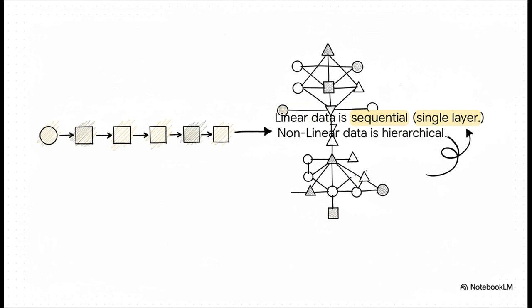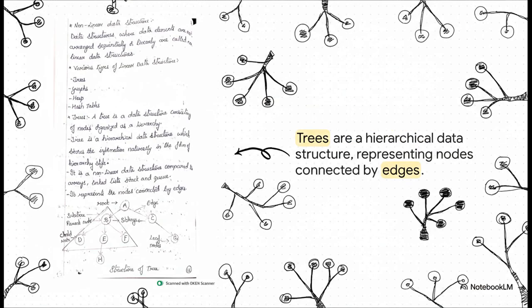There's no simple next item here. Instead, you've got parents, children, and interconnected neighbors. The classic example of this is a tree. It's a structure built specifically for hierarchical data. You start with one root node at the top, and that branches out into child nodes below it. A perfect real-world example is the file system on your computer, or even an org chart at a company. It's the perfect tool for any kind of parent-child relationship.